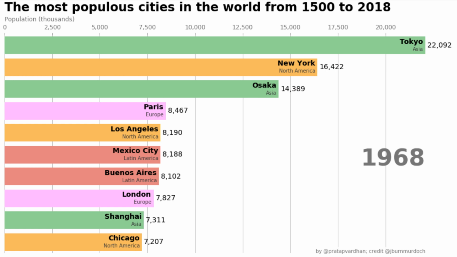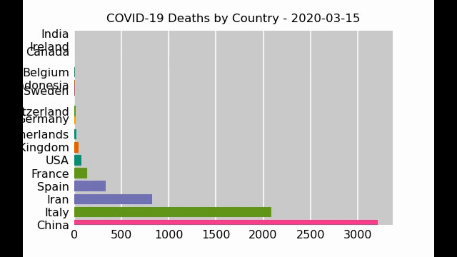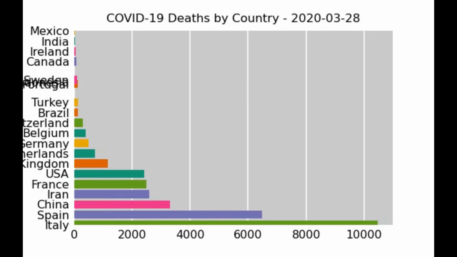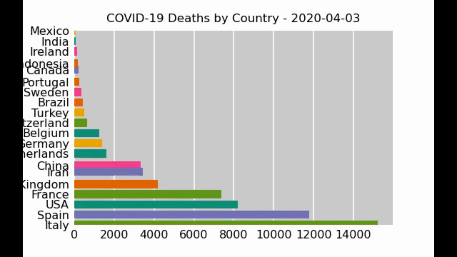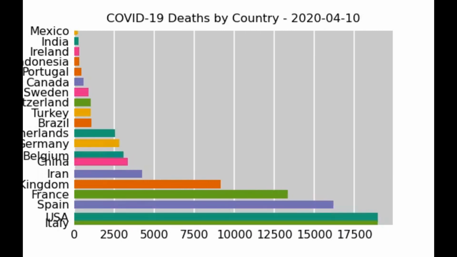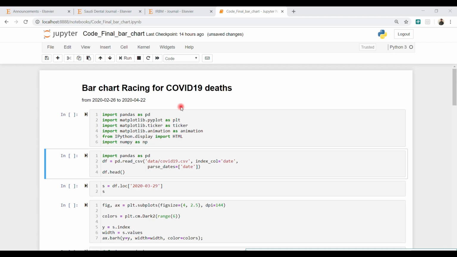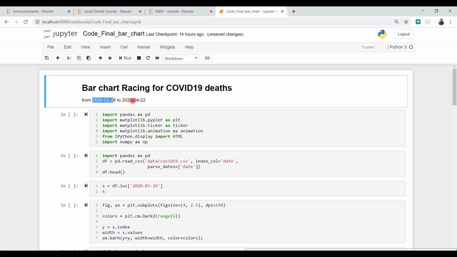This bar chart race shows the topmost cities of the world from 1500 to 2018. Let's take a look at a COVID-19 bar chart race. So this is the code for the bar chart race of COVID-19 deaths from 26th of February to 22nd April. The format of the data is year, month and date.